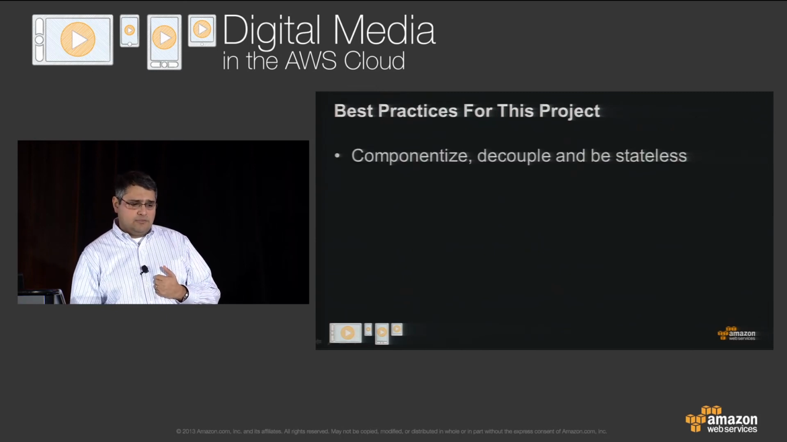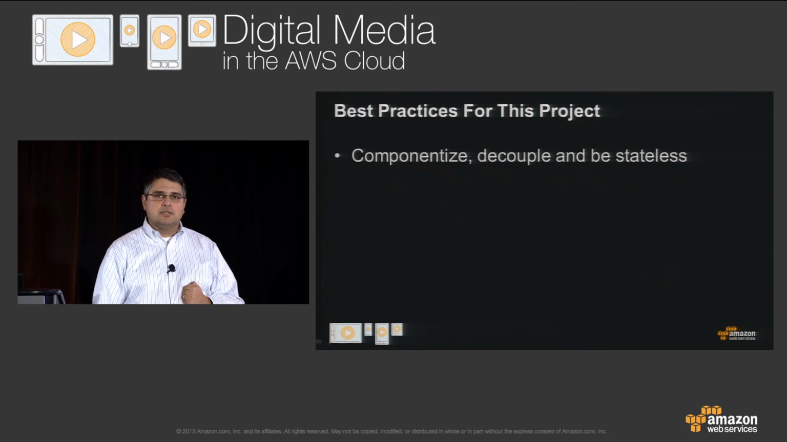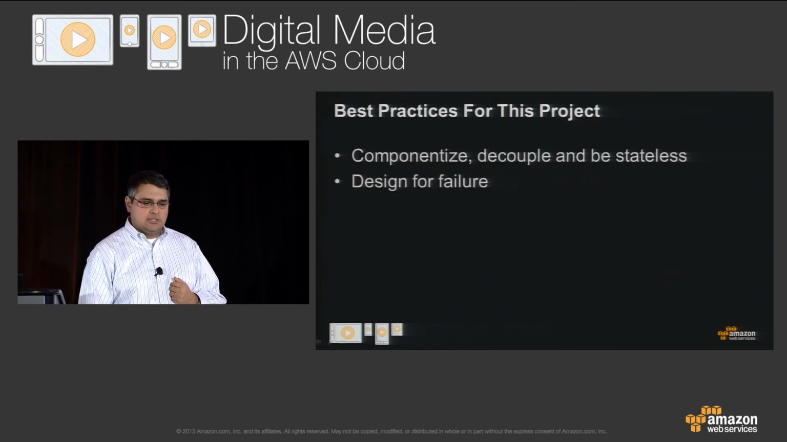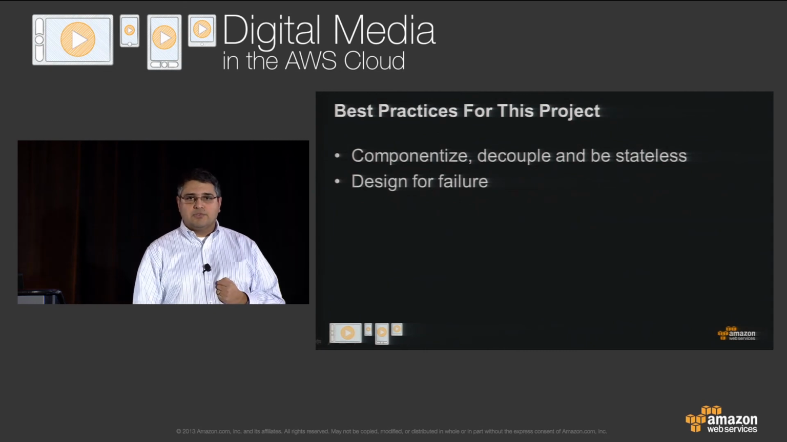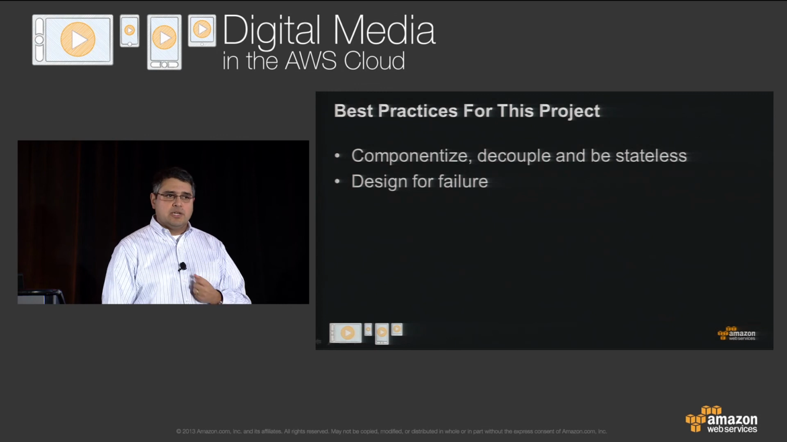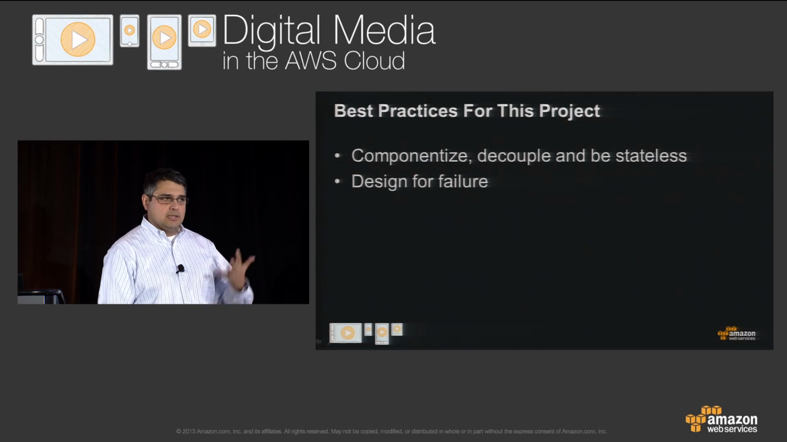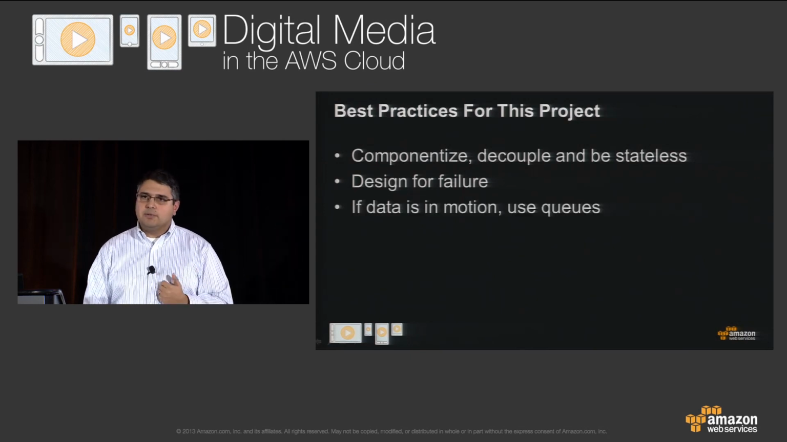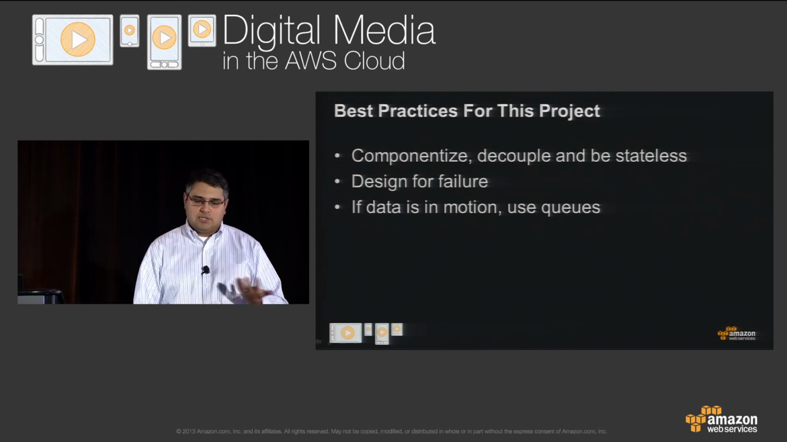Best practices that they found: componentize, decouple, and be stateless. Three main tenets of cloud architecture. Design for failure, another main tenet of cloud architecture. So if a particular resource goes away, it shouldn't mean that the entire system falls down. There should be a graceful way for it to recover. And the way to do that is through that componentization, decoupling, and statelessness. If data is in motion, use queues, and that's how you become stateless.